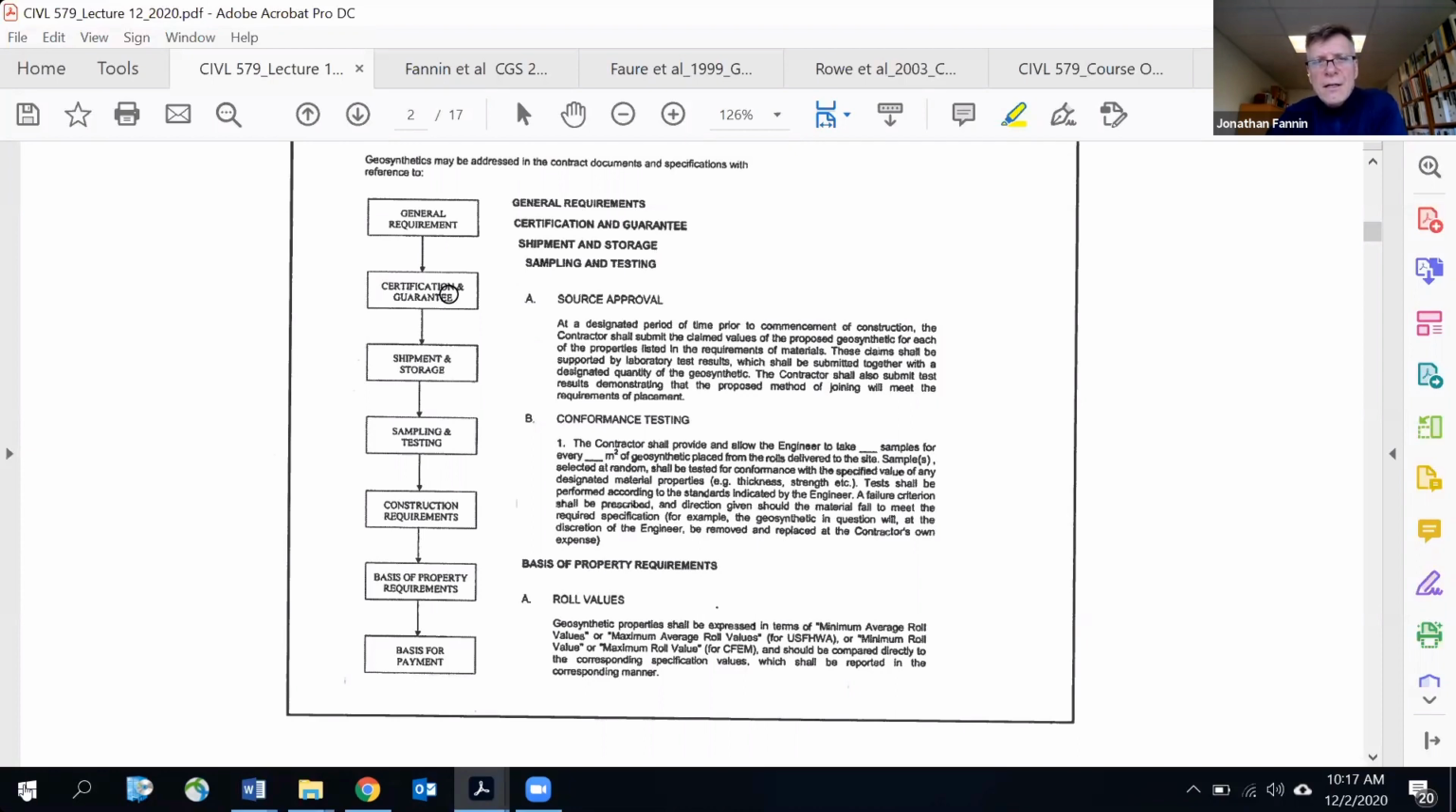The main reason for having this slide is for the sampling and testing, and that's where the text on the right hand side comes in. You may ask at the time of sourcing the material, and in fact before it's delivered to site, at a designated period of time prior to construction, and I've done this, ask the contractors to submit the claimed properties of the material, perhaps accompanied by the certification or guarantee from the manufacturer. And you may ask for test results, and you may even ask for a sample of the proposed material itself.